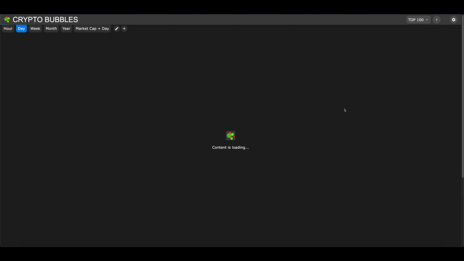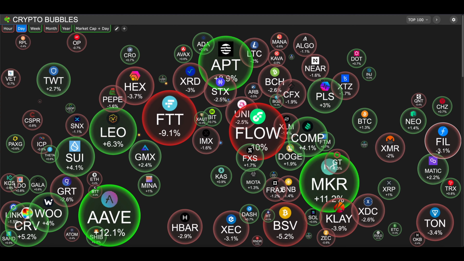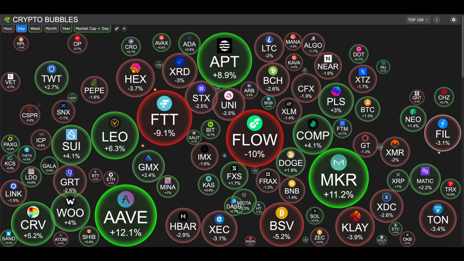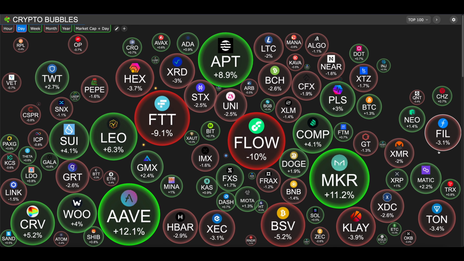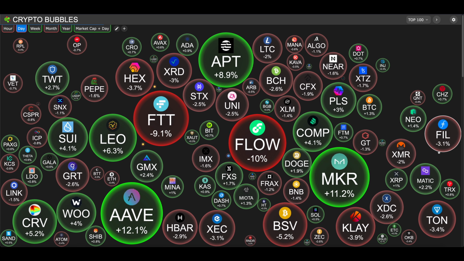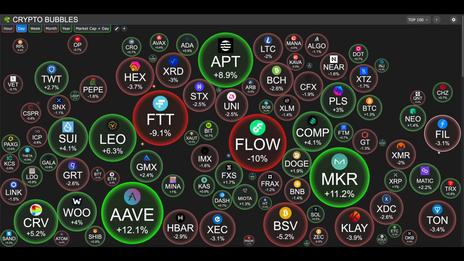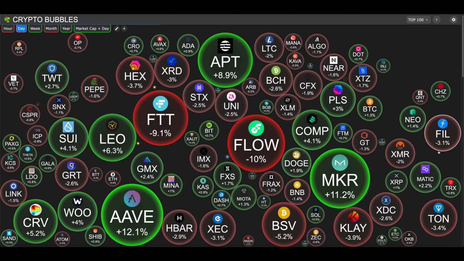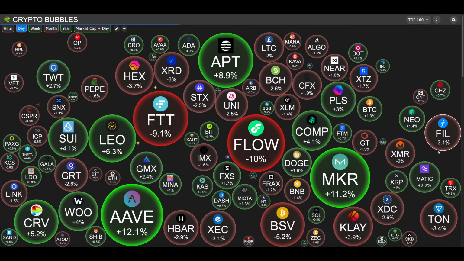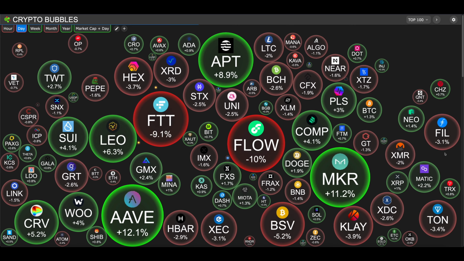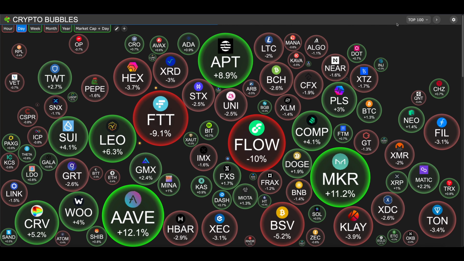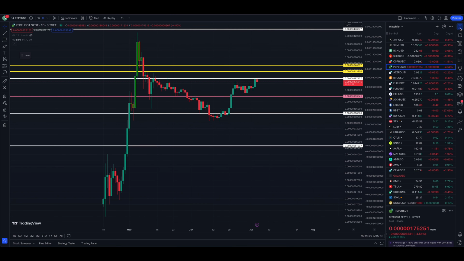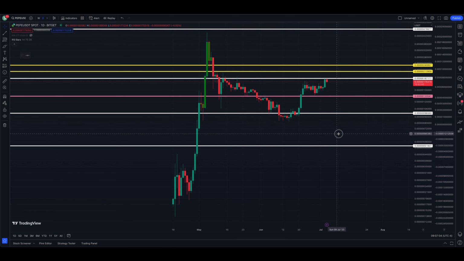Over at the cryptobubbles.net website, that is cryptobubbles.net, we are on the daily time frame. Get a quick look at the markets at a glance here. Looks like we got a good mix of red and green this morning. Looks like MKR up 11.2, APT up 8.9, AAVE up 12.1. Check out that website, it's pretty cool.